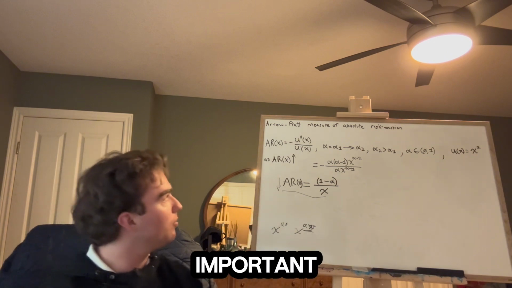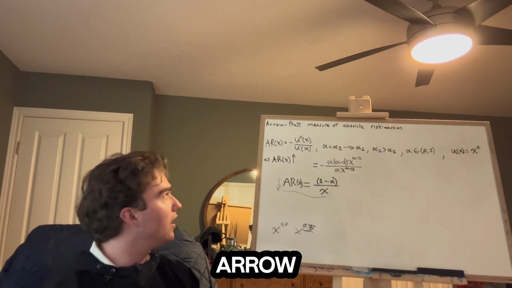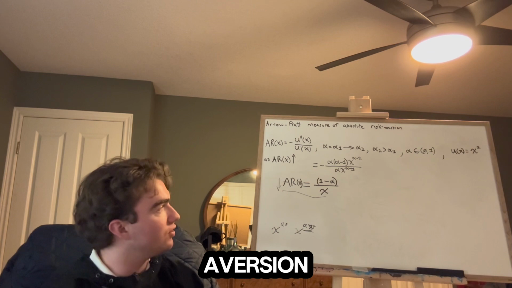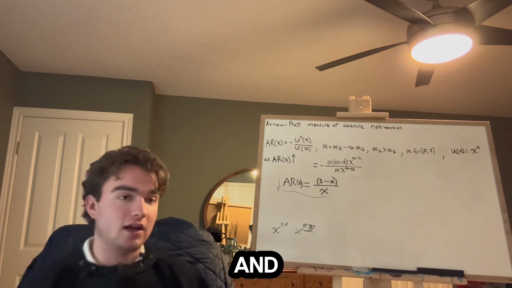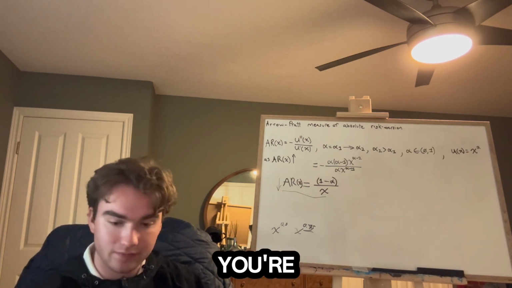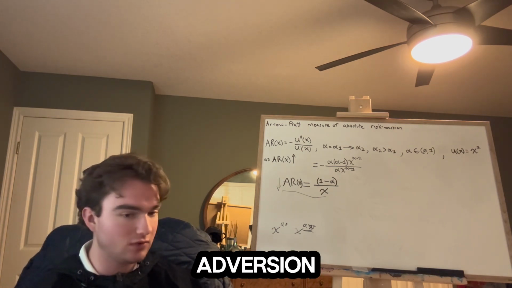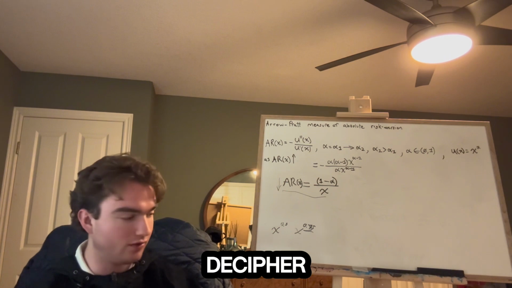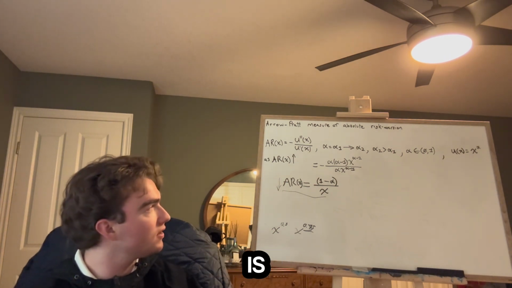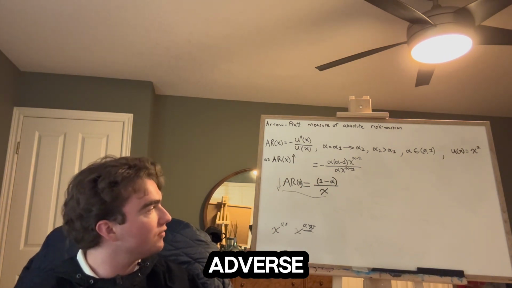So that's why it's more important to use the Arrow-Pratt measure of absolute risk aversion. And it gets really helpful when you're dealing with like very similar risk aversion utilities, and you want to decipher exactly which one is more risk averse.